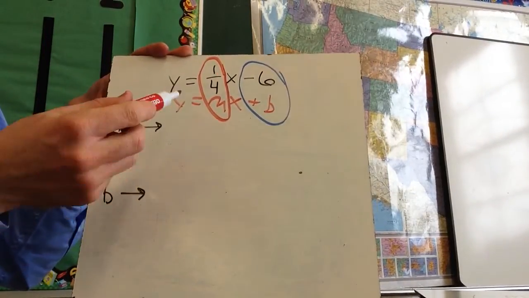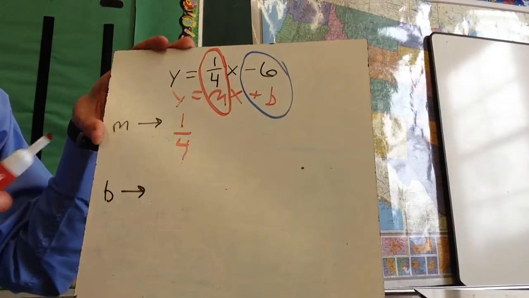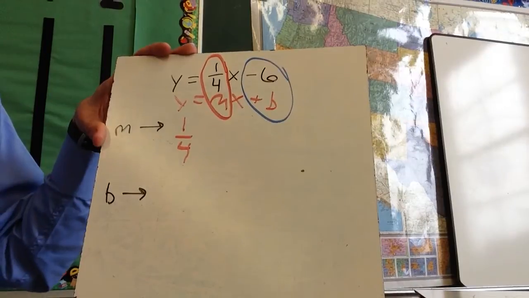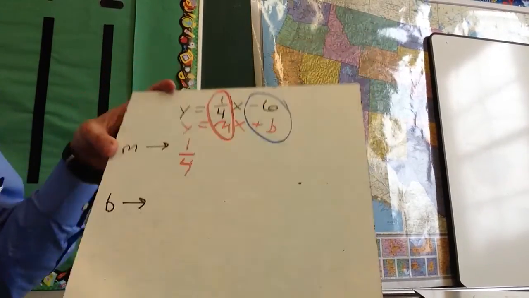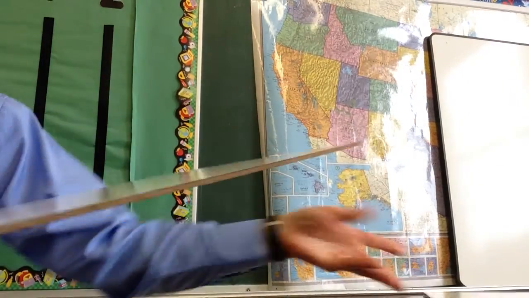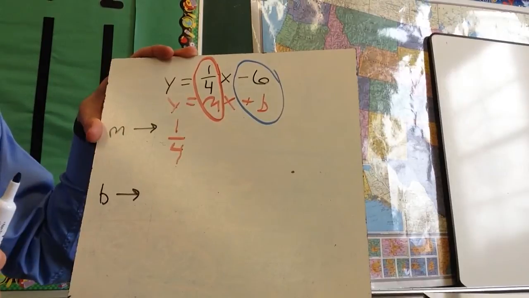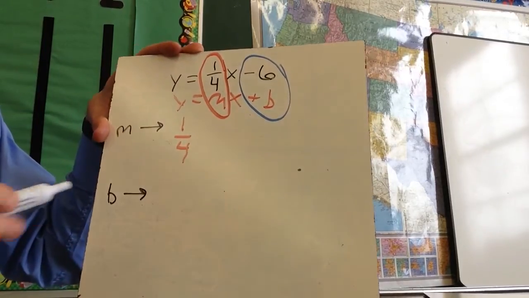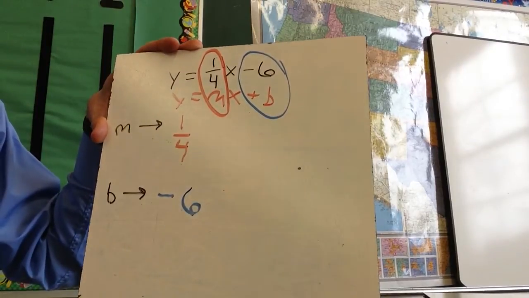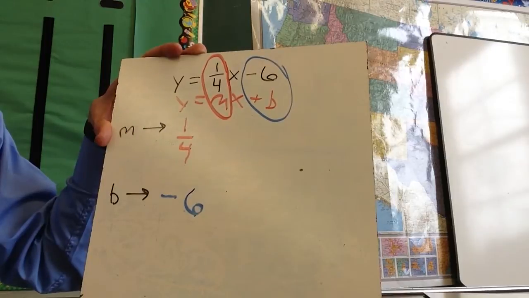So the m is 1/4. So when asked to state the slope, the slope of this line is 1/4. Now be careful with the b. A lot of people say it's 6. It's not 6. Because if you remember your equation was y equals mx plus b. Well, in this particular equation, you'll notice it's minus 6. So it's the same as plus negative 6, which means that the b is negative 6. Okay, so the y-intercept is at negative 6. The slope of this line is 1/4.